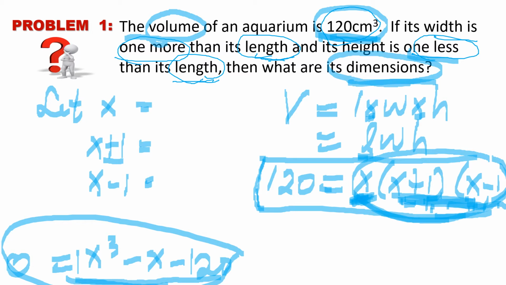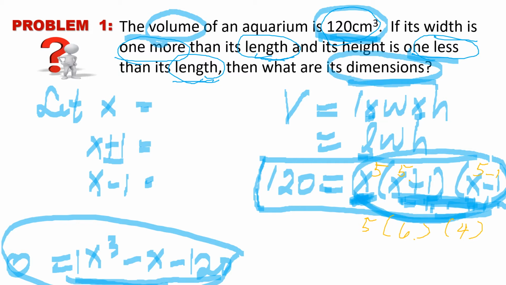So let's do trial and error using 5 first. If x here is 5, all x should be 5. So meaning to say, this will be 5 times 5 plus 1 is 6 times 5 minus 1 is 4. Multiplying this should give us 120. And if it's correct, then these are the dimensions. 5 times 6, 30 times 4 is exactly 120.